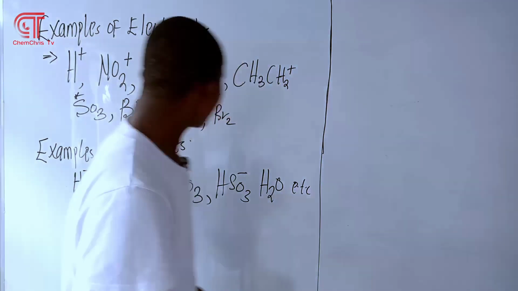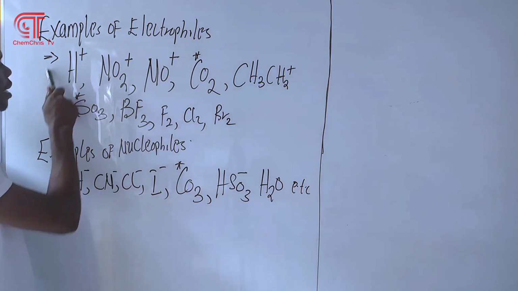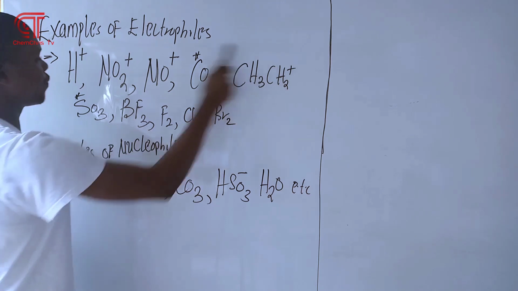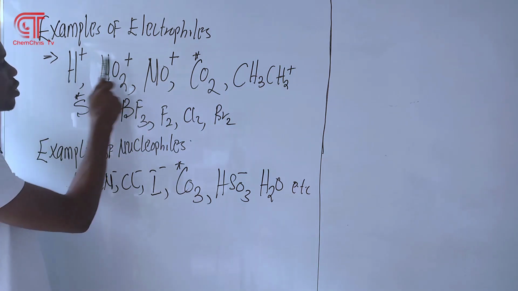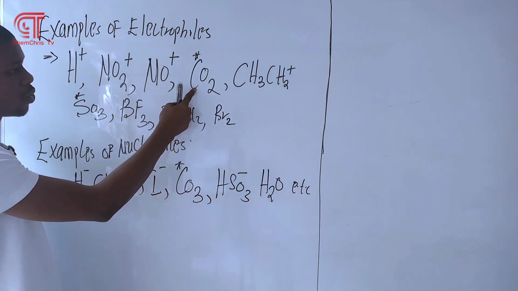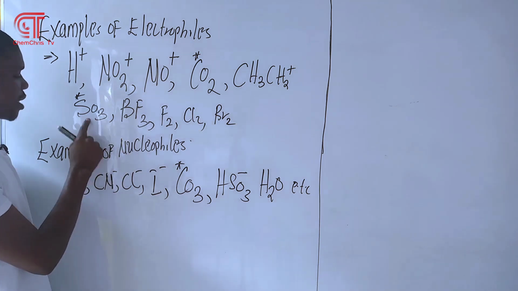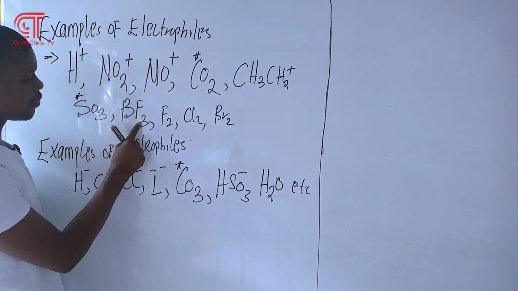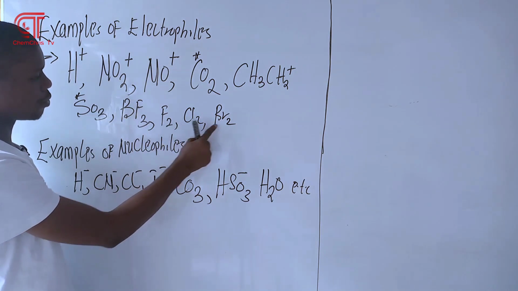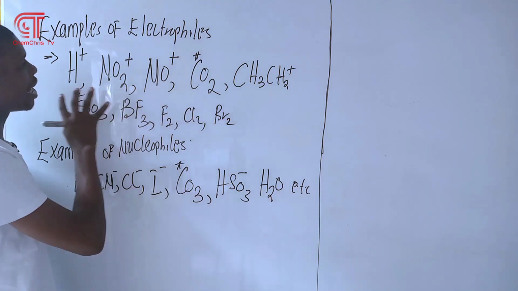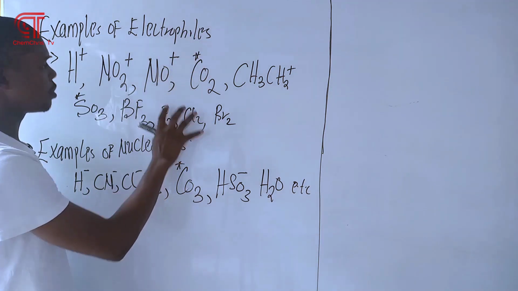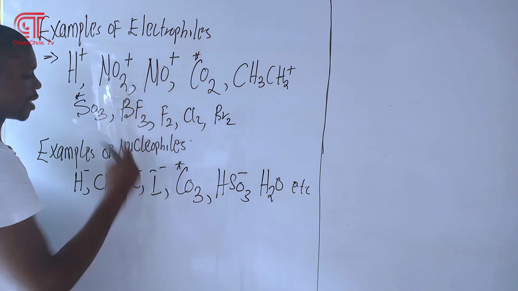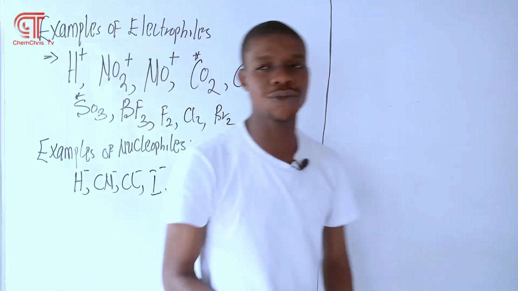Examples of this are shown here. Mainly you see them as positive ions, but we also have neutral ones like CO2, AlCl3, BF3, F2, Cl2, or Br2. These are examples of electrophiles.